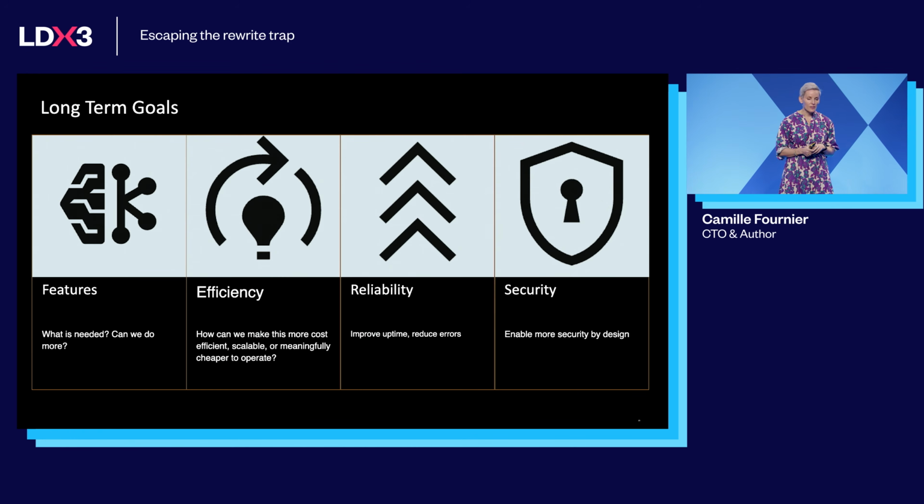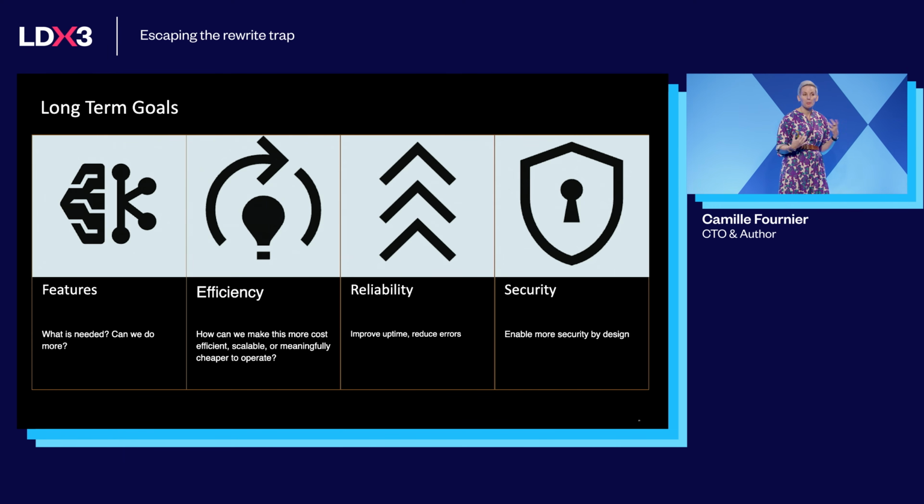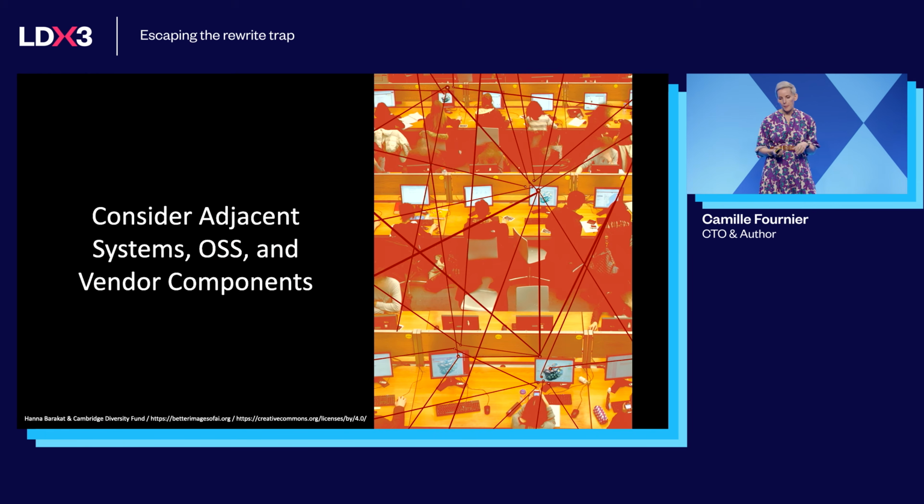Security is another major area that you might consider for your long-term goals. You may want the system, obviously, to be less likely to get breached, more secure by default, easier to maintain compliance, right? Adding, again, compliance features can also be a feature that you sell to your customers. So all of these things can be part of your long-term goals and should be areas that you consider as part of this rewrite.